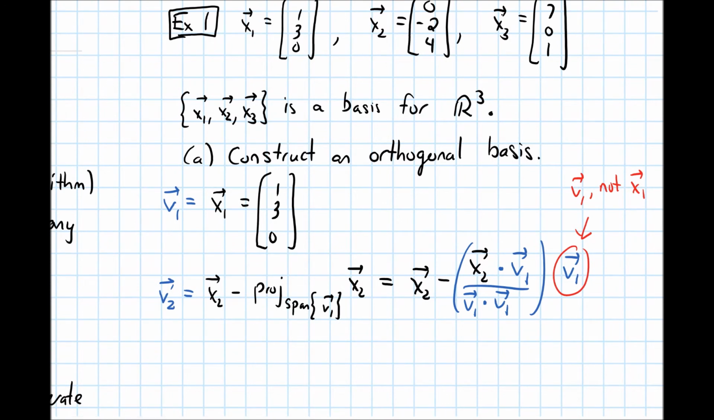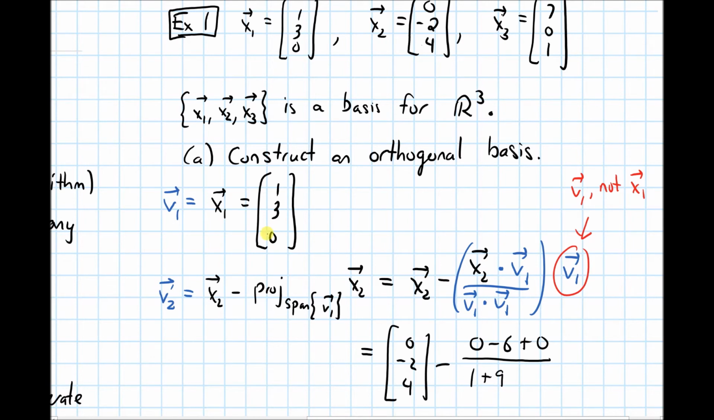All right, so now let's start to evaluate this. So what is x2? x2 is the vector 0, negative 2, 4. That was up here. If I dot x2 with v1, I'll get 0 times 1, which is 0. Negative 2 times 3, which is minus 6. 4 times 0, which is 0. And then over the denominator, which is v1 dotted with itself, so 1 times 1 is 1, 3 times 3 is positive 9, 0 times 0 is 0. That's v1 dotted with itself. Times v1, which is 1, 3, 0.